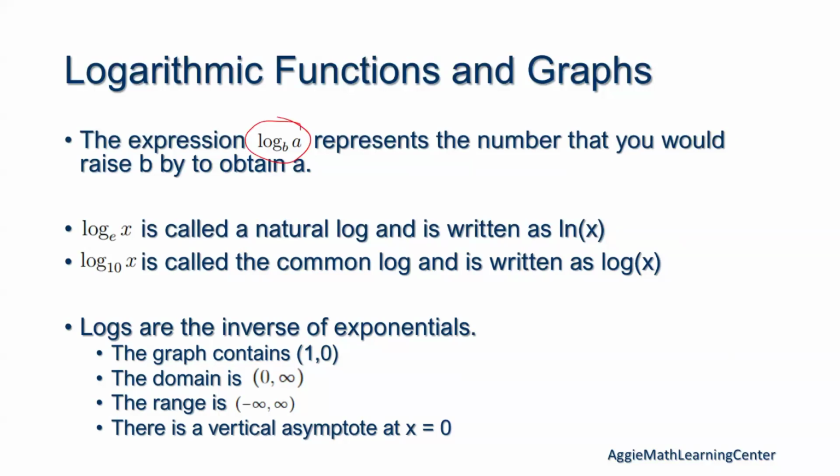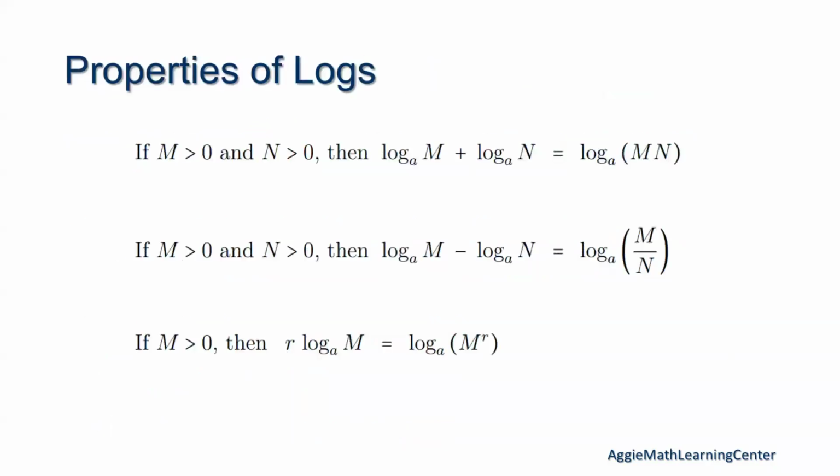So log base e of x is called a natural log, and it's just written as ln of x, natural log x. And log base 10 of x is the common log and is written as log x. Logs are the inverse of exponentials. Okay, so these are super important properties of logs that we're going to be using.